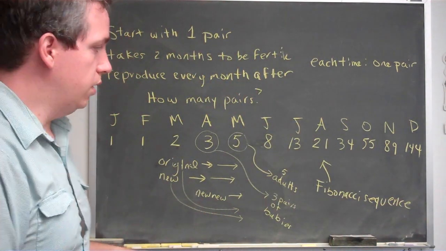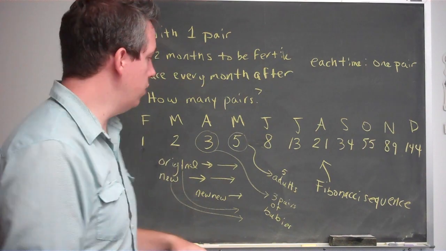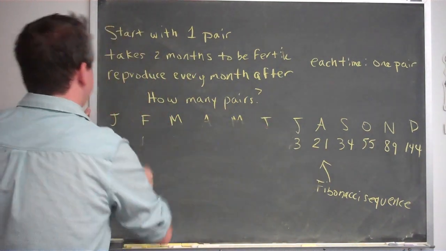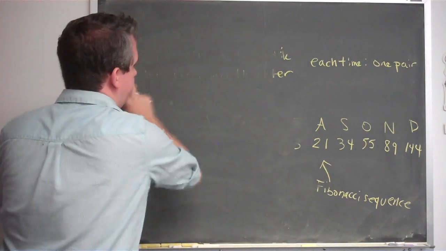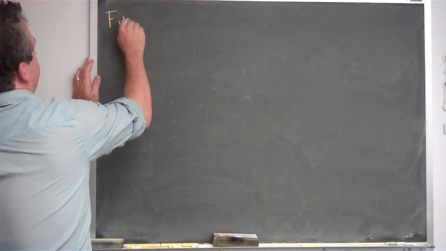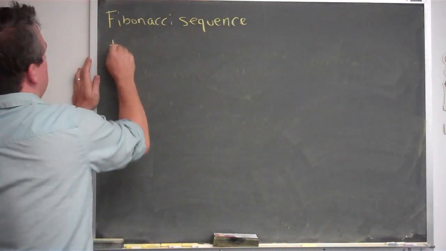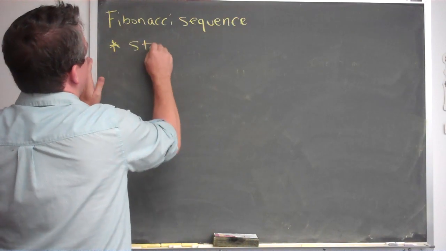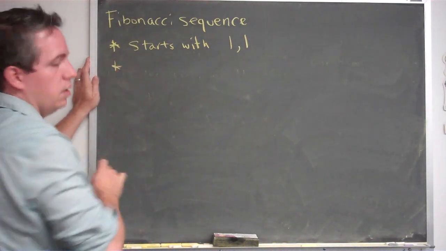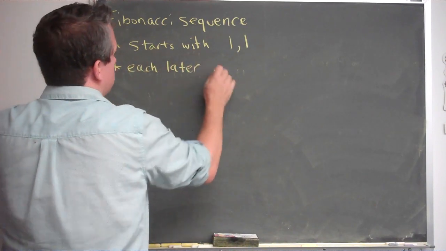What's important about the Fibonacci sequence is that we always start out with two ones, and to get to the next term, or the next number in the sequence, we're going to add the previous two terms. All right, so let's write that down. So, the important thing again is that it starts with two ones. And then each term is the sum of the previous two terms. Well, really each later term after the two ones.